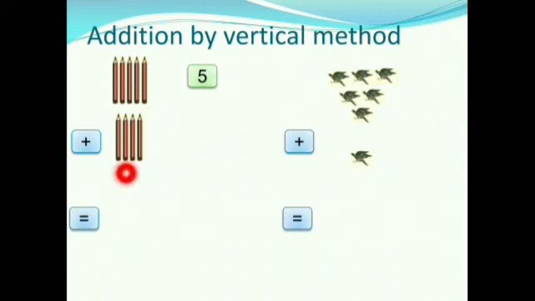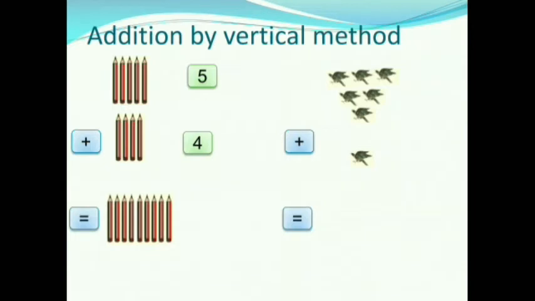How many pencils are there in the second group? Let us count it. 1, 2, 3, 4. 4 pencils are there. So we will write 4. What is 5 plus 4? 1, 2, 3, 4, 5, 6, 7, 8, 9. The sum of 5 plus 4 is equals to 9. So we will write 9.